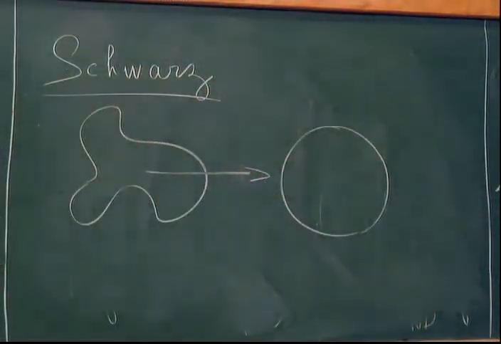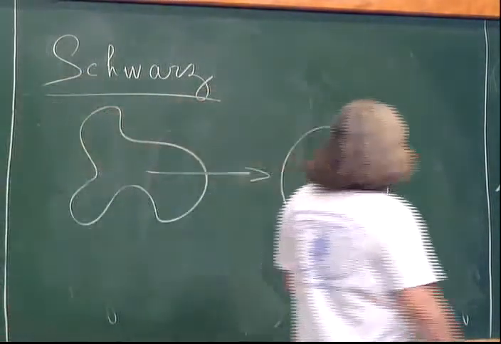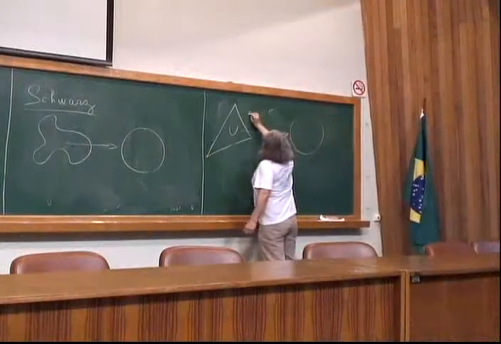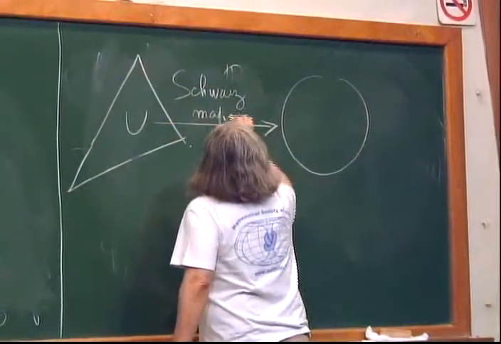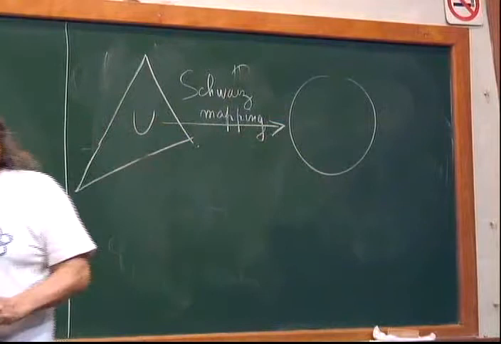So this is really the motivation of Schwarz, to prove the theorem of his master in a very simple case. So he wanted to prove it in the case of a triangle, and he did prove it. He found the conformal mapping from the interior of a triangle to the disk. This is called the Schwarz mapping. I will explain that to you.